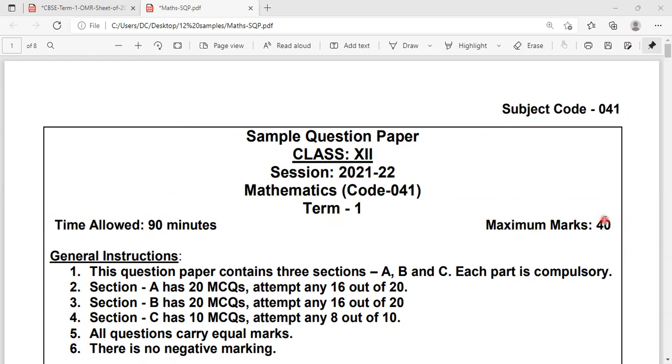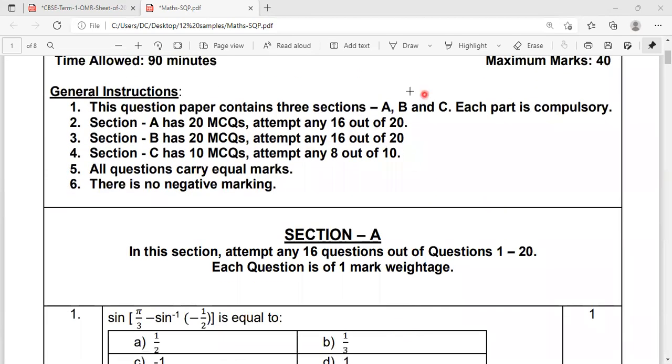Maximum marks given 40 and time allowed is 90 minutes. So we have some instruction here which should be read carefully. We have 3 sections. Each part is compulsory. From section A, we have to attempt 16 out of 20, 16 out of 20 in B also, and 8 out of 10 in section C. Now, if you see overall, we have to attempt 40 questions out of 50.